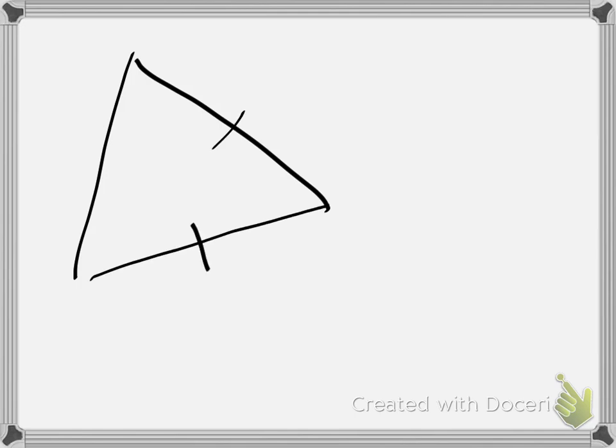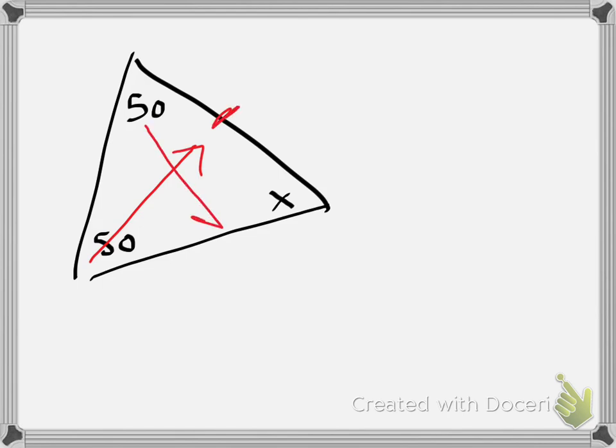Let's do another one. This time, I'm going to tell you that this is 50, and this is 50, and I want you to find this. I really want you to start getting into your head that if I have two angles the same, I would immediately have two sides that are the same. And not that I need it to do this problem, but if these two angles are the same, then the side opposite this one, this side, is equal to the side opposite this one.